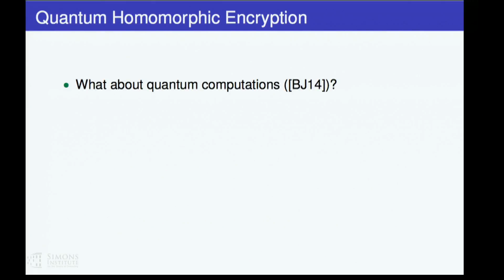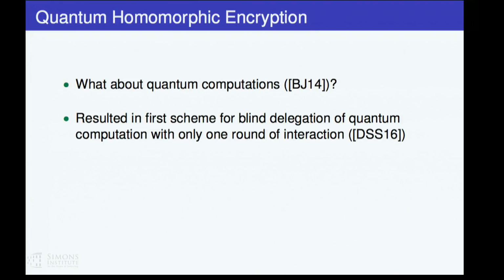This question has also been well studied in the quantum world, and it was first introduced in a paper by Anne Broadbent and Stacey Jeffery in 2014. Since then, there has been one protocol satisfying the definition of quantum homomorphic encryption, and this resulted in the first scheme for blind delegation of quantum computation with only one round of interaction. So all previous schemes before this required polynomially many rounds of interaction for a quantum machine to blindly delegate a computation.